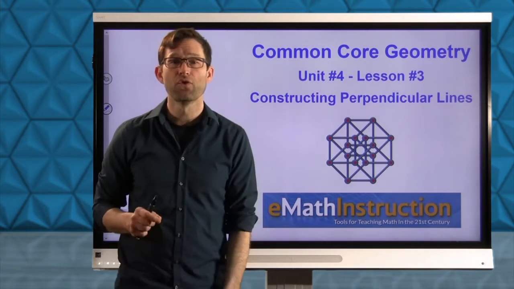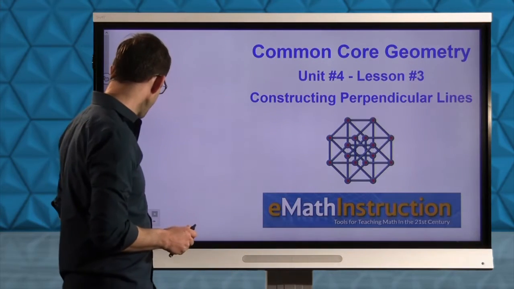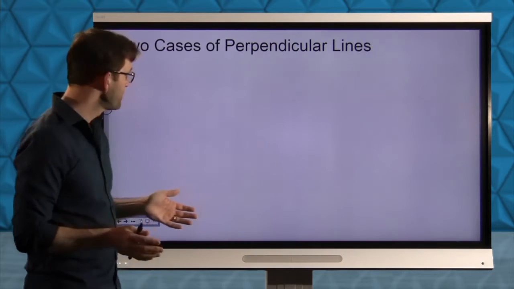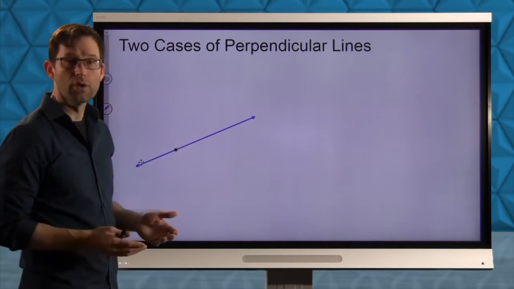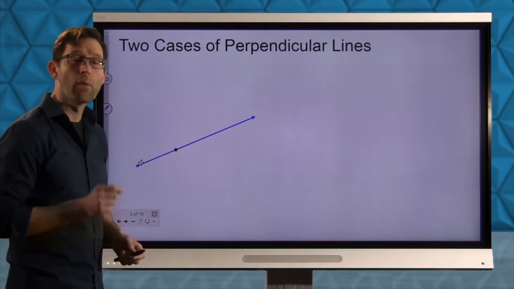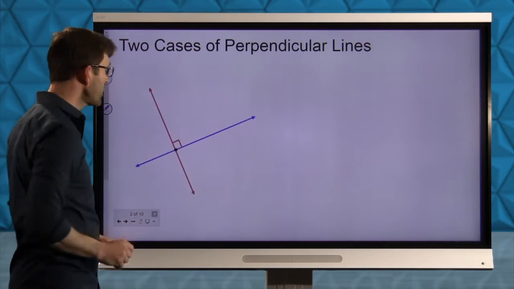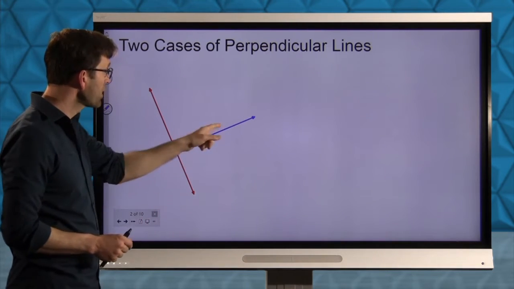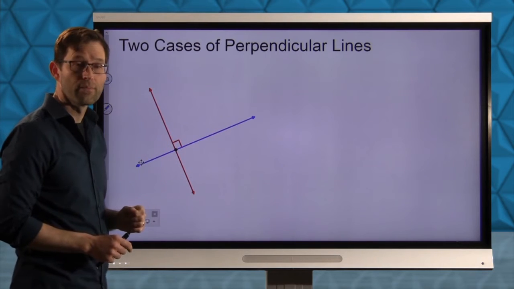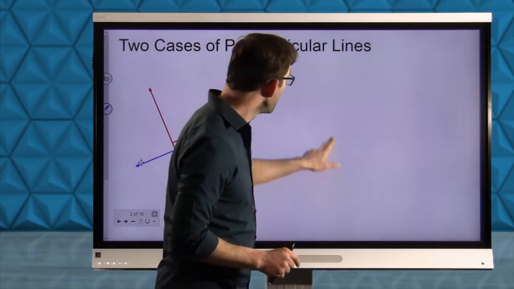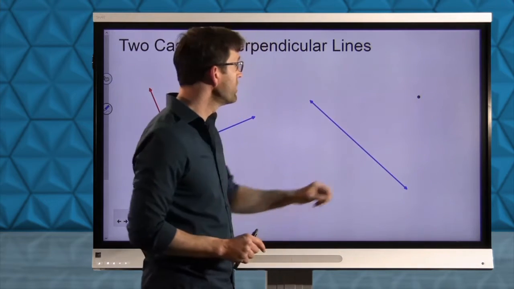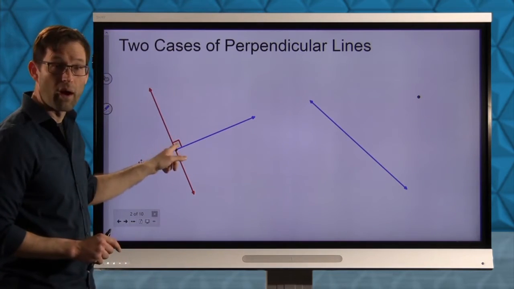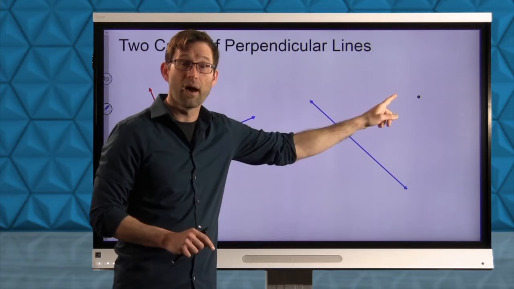Let's get right into it and talk about the two perpendicular line constructions we're going to do today. There's a couple different cases of perpendicular lines. In one situation, you've got a line and a point on the line, and you're looking to construct a perpendicular line that goes through that point. Another line that's perpendicular to the original and goes through that point. The second case concerns what happens when we have a line and a point not on the line. In the first case, we have a line and a point on it. In the second case, we'll have a line and a point not on the line.